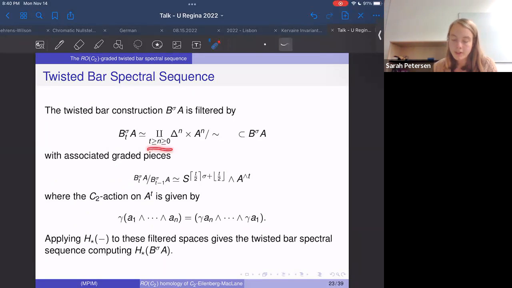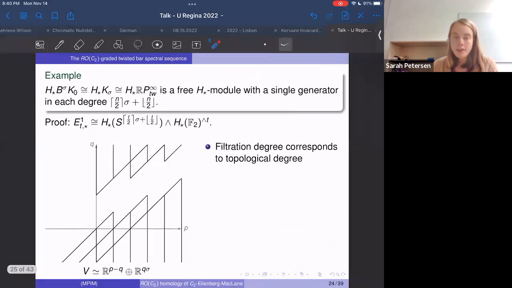We can filter the twisted bar construction. This will now have more complicated associated graded pieces where we get a representation sphere smashed with T copies of A. But we can still apply RO(C2)-graded homology to this and get a spectral sequence computing the homology of the twisted bar construction on A. So we can look at computing this in a particular example.